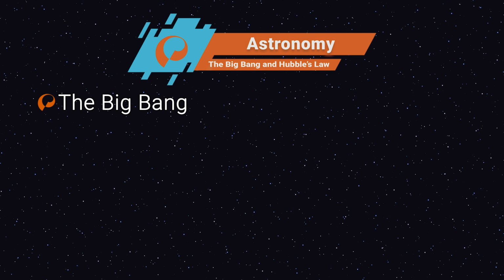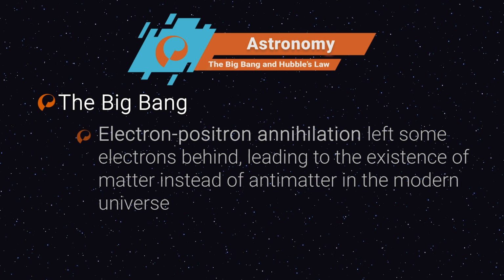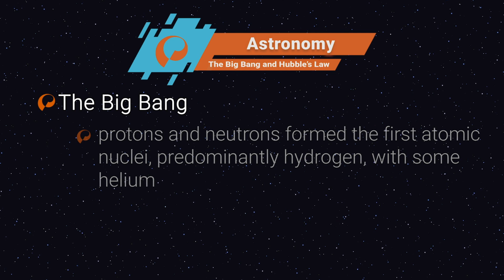After the Big Bang, the expanded universe cooled until particles could form. Electron-positron annihilation left some electrons behind, leading to the existence of matter instead of antimatter in the modern universe. Protons and neutrons formed the first atomic nuclei, predominantly hydrogen, with some helium.